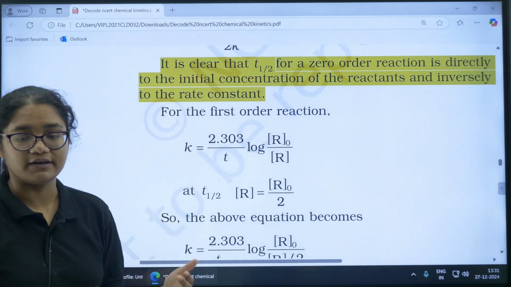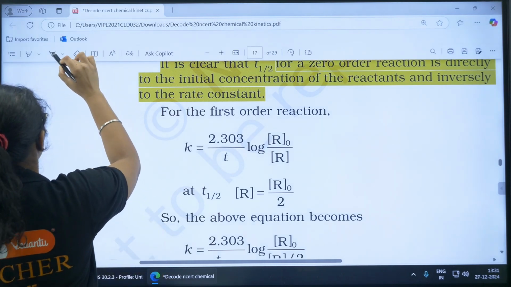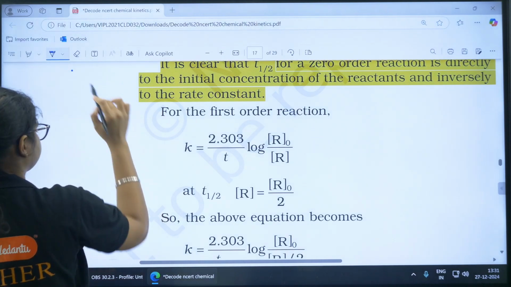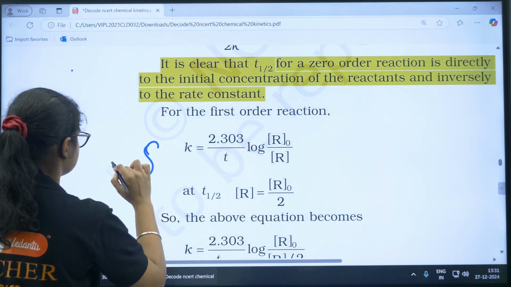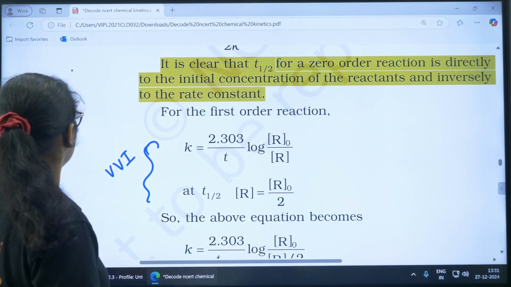Okay, half-life derivations for zeroth order and first order reactions. This is important. So one second. Yeah, so this one is important here. Okay, so this is important. Okay, and the first previous one is also important.